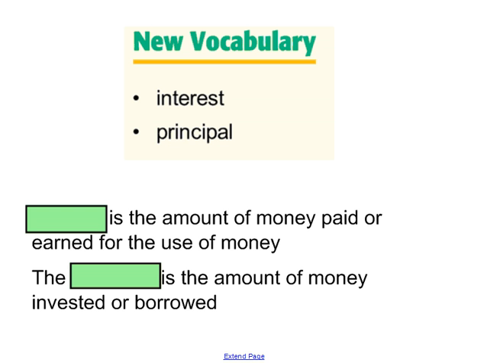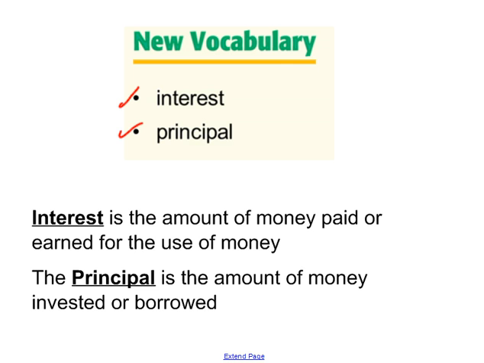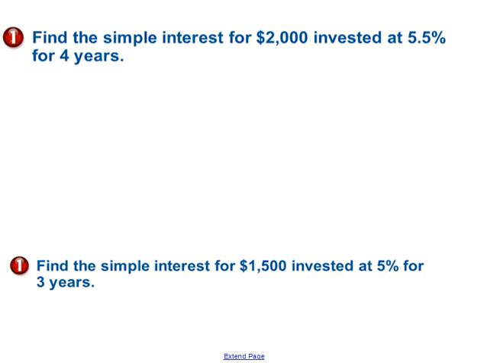Simple interest. So we have some terms to define. One is interest. The next one is principal. So let's start here. Interest is the amount of money paid or earned for the use of money, and the principal is the amount of money invested or borrowed. Let's jump right into a problem here.